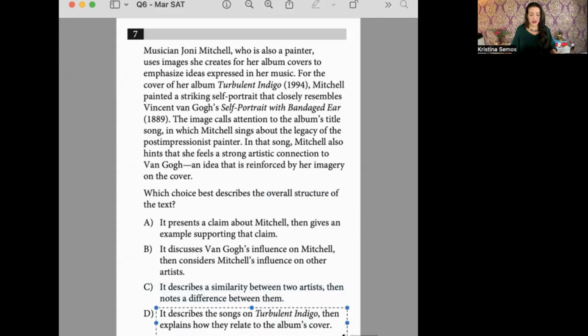And let's finally look at D. It describes the songs on Turbulent Indigo, then explains how they relate to the album's cover. Does it really describe the songs, or does it mention a single song? And is the whole point about what all the songs are about? Or is the whole point that she creates her own album art that has to do with the contents of the album? Right? So there are some bits that are wrong about this. So A is going to be our best option here. And notice how vague it is. So don't get put off by that.